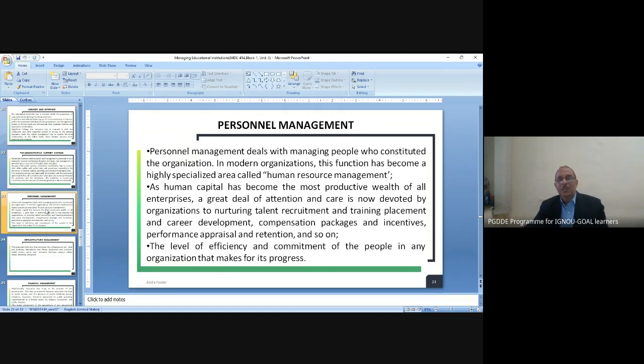Not only the teachers, you need support staff also. You need administrative staff. You need finance staff. You need sports people. You need librarians. So you have to recruit the right people. That's what is called personnel management.